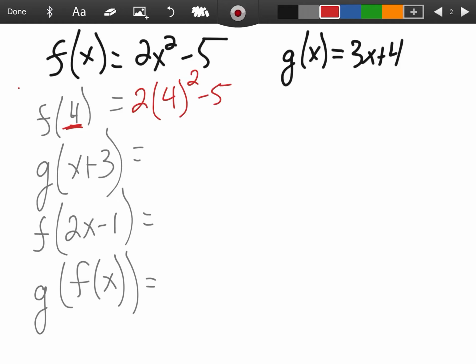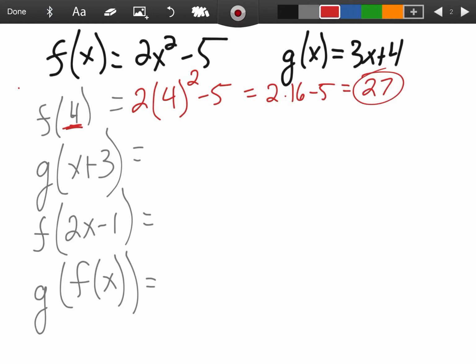Notice how I plugged in that 4 in parentheses. We're going to find that that's really important just to make sure that we are distributing and following the correct order of operations. So 2 times 4 squared, well, that's 2 times 16 minus 5. That's 32 minus 5, which is 27.